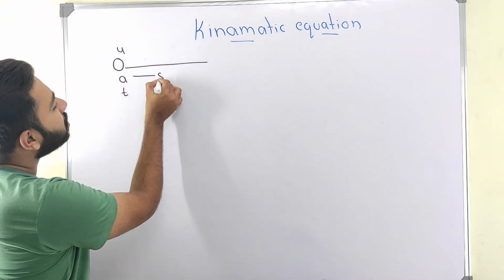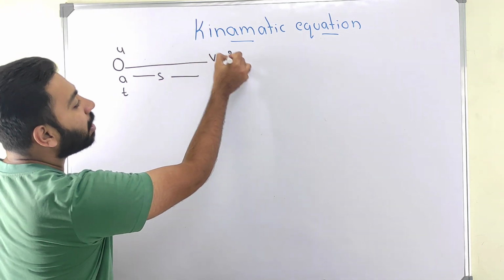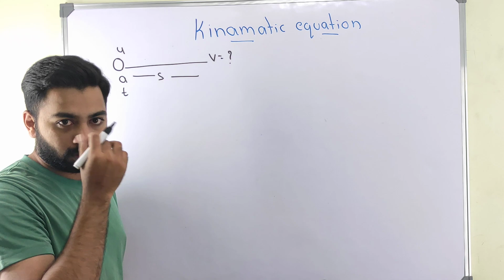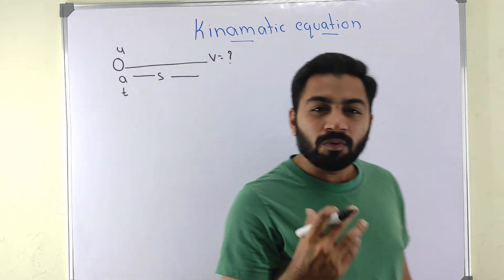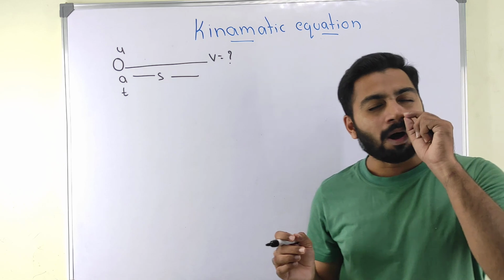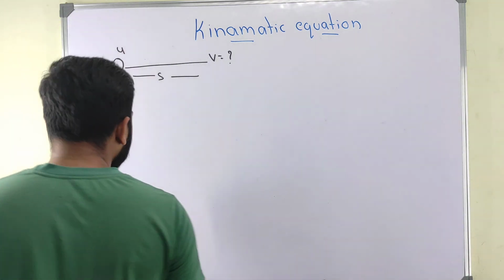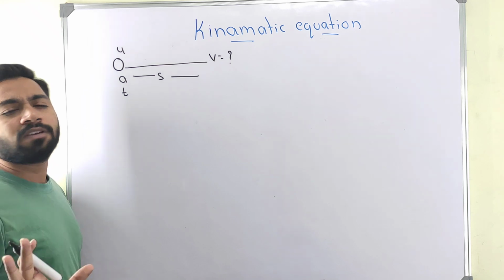Then what is the distance it travels? What is the velocity of the particle here? How to find it? We don't know, right? So we'll derive some standard kinematic equations. I know you all have memorized these equations, but let us see the derivation once. We'll use the basic things which we know.